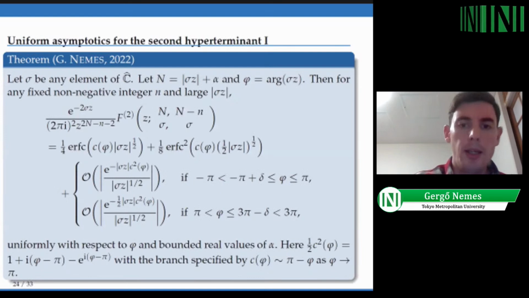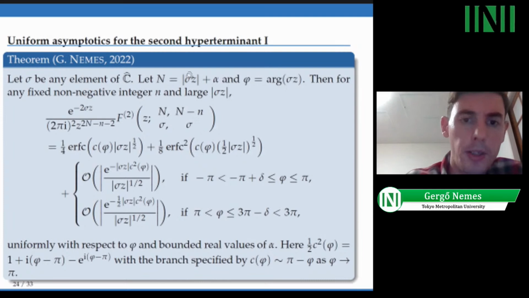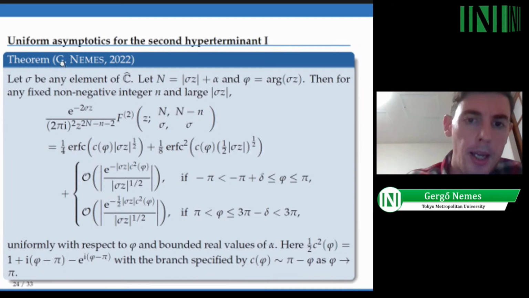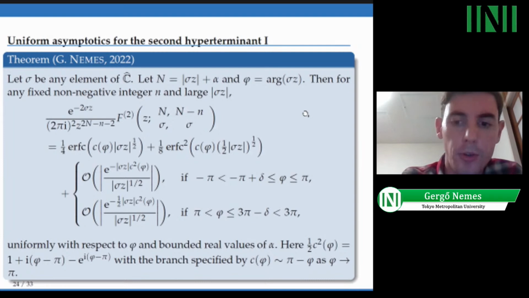And this is the first result that gives us the asymptotic approximation of this function. So the notation is exactly the same. You have already seen everything. Again, we normalize the function. We can have a small perturbation. And in this case, the behavior at leading order is described by an error function and an error function squared with a slightly different argument. But it's nevertheless similar to the F1 function case. And the region of validity is exactly the same.